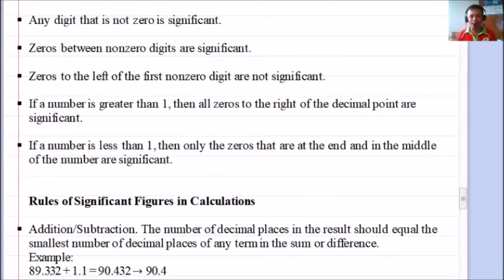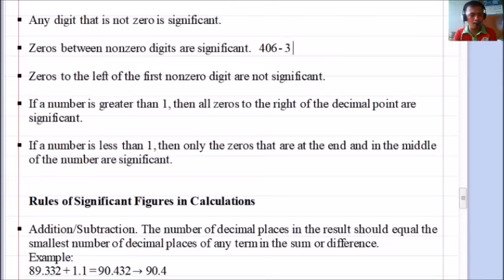Pag yung non-zero digits, may consider silang or considered na significant. So, wala na tayong problema dyan. 1, 2, 3, 4, 5, 6, 7, 8, 9. Pag sinabi namang zeros between non-zero digits are significant, for example, we have 406.